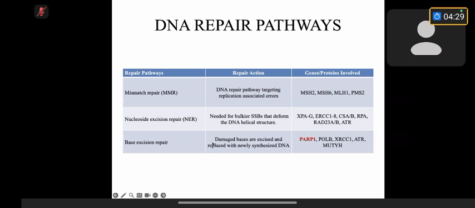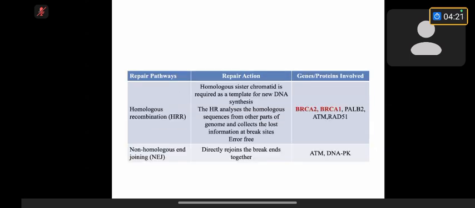So just focus on this base excision repair, seed enzyme, PARP1 enzyme. This is involved in the repair of single strand breaks. And the BRCA1, BRCA2 and other homologous recombination repair enzymes are used in the double strand breaks. So just remember these two pathways of single strand break and double strand break repair.